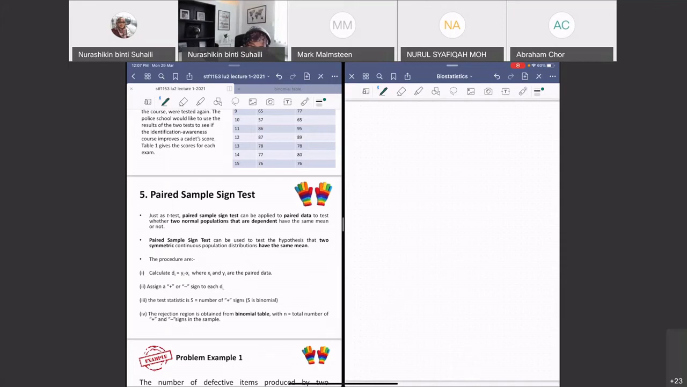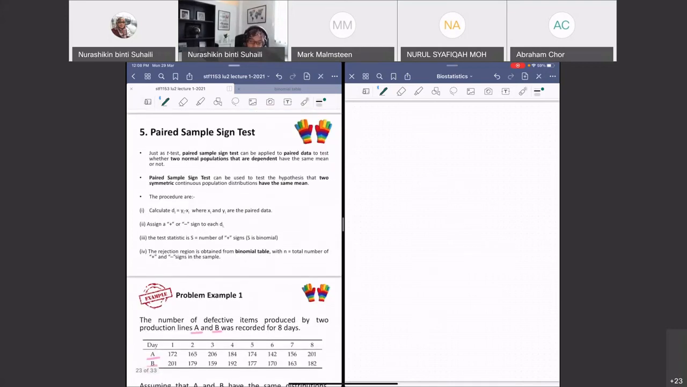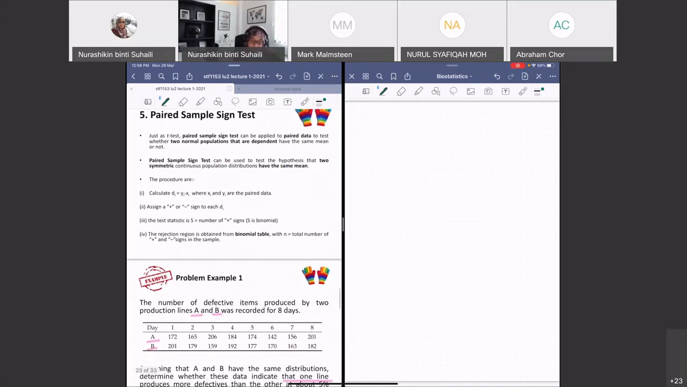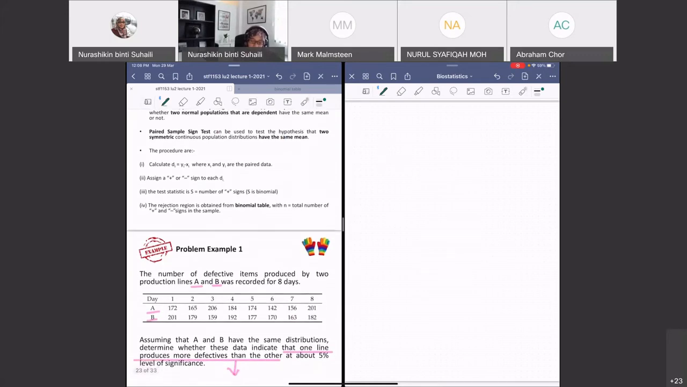Okay, the paired sample sign test can be applied to paired data to test whether two normal populations that are dependent have the same mean or not. The difference is that just now we were talking about just one sample, right? For paired samples, there are actually two samples, but those two samples represent two populations. The procedure is actually the same, but the problems will be different.